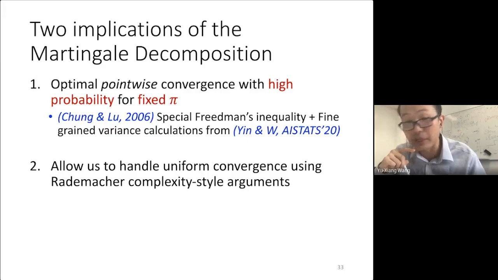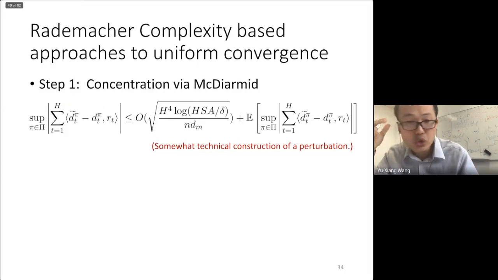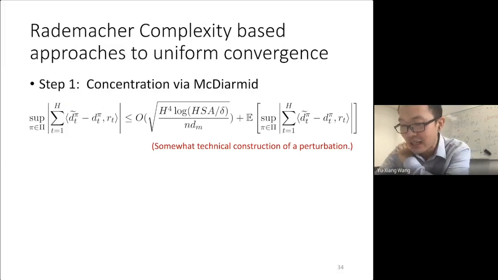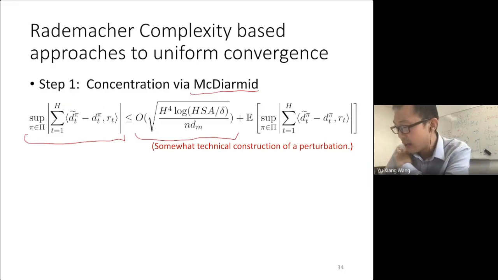And the idea to handle the uniform convergence, like we've tried a bunch of things, so this is one of them, is to apply this martingale decomposition and use a Rademacher complexity style argument. So I'll talk about it in detail. For those who are familiar with the Rademacher complexity argument, you treat this sup thing as a random variable, and you first establish the concentration of this to its expectation. This is usually done by the McDiarmid inequality, and it takes a little bit of effort to construct specific perturbations that satisfy all the necessary quantities in order to get rid of that factor of S on top. But with that, you can show that the perturbation term is optimal up to a suboptimality factor of square root of H. Okay, and it remains to bound this expected value, which turns out to be the more challenging part.